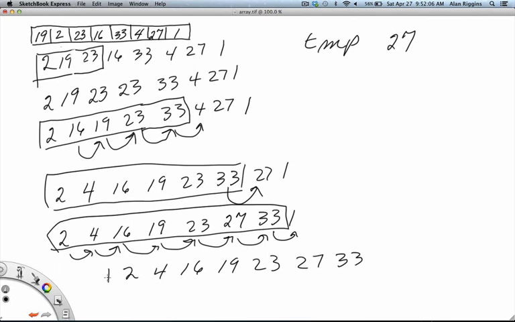Now then, is this stable? Yes, it is. It's stable because as you're shifting down this way to insert, if the elements are identical, you don't shift it. Therefore, the ordering is preserved. Is it in place? Yes, it is. No copies are necessary. We really only have this one temporary variable, and it's the same temporary variable whether you have 10 elements or 10,000 elements. Therefore, this algorithm is both stable and in place.